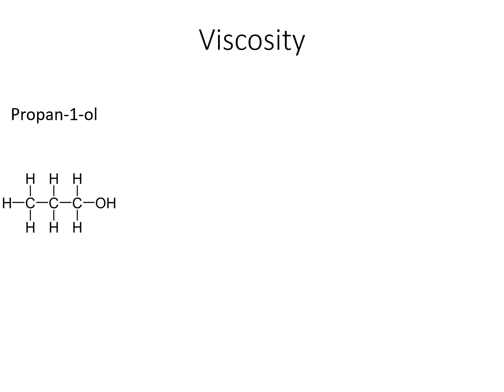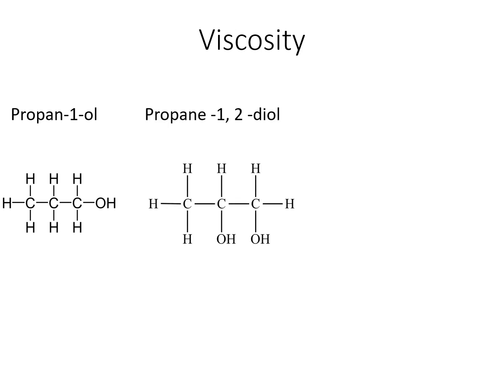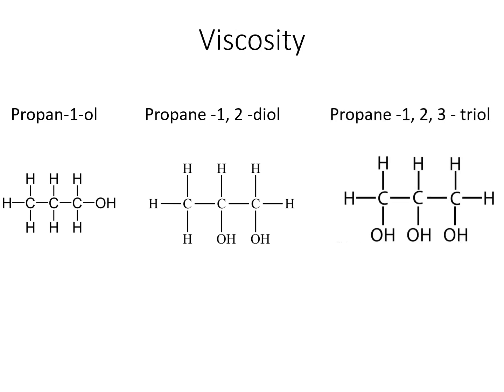So what we're going to do now is look at three chemicals. We're going to look at the intermolecular forces present and then figure out how that affects the viscosity. So we've got propan-1-ol. We have got propane-1,2-diol, which is very, very similar. The only difference is here we've got an extra OH group, an extra hydroxyl group. And then we've got propane-1,2,3-triol, and now we've got a third hydroxyl group. So let's imagine that we have samples of these chemicals.